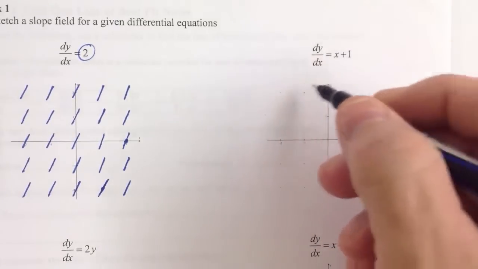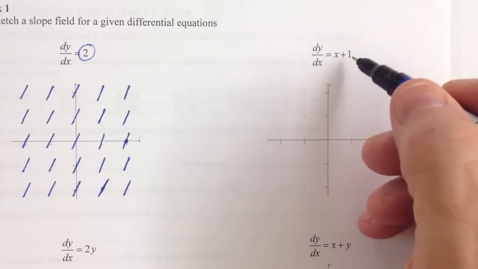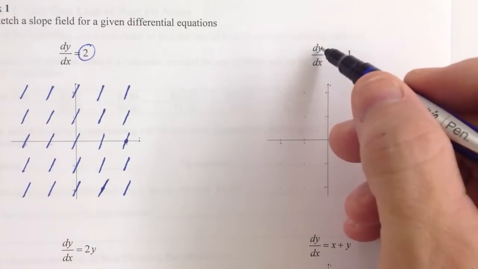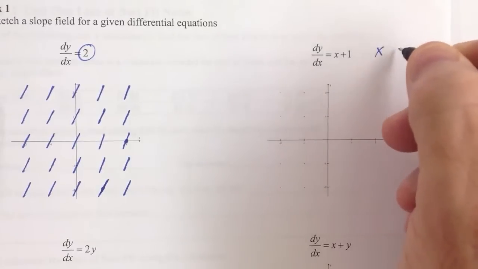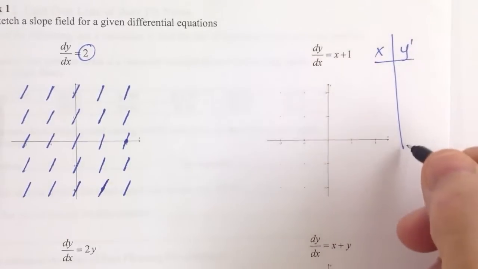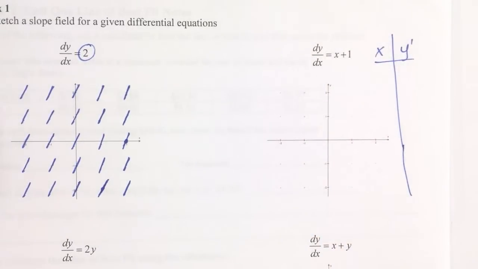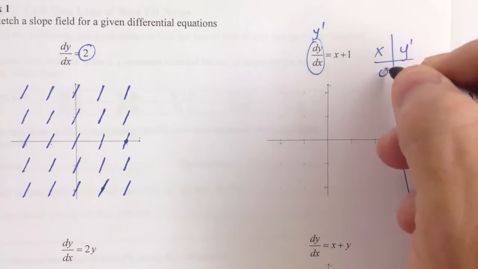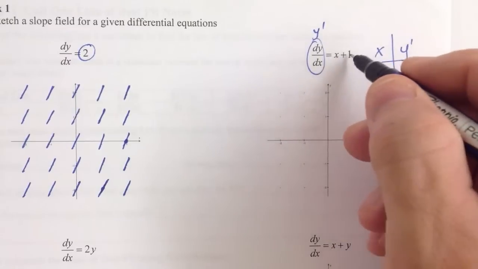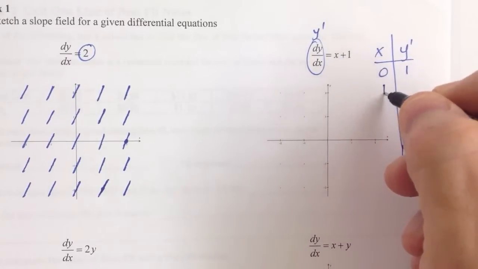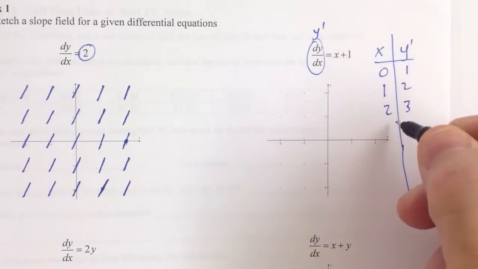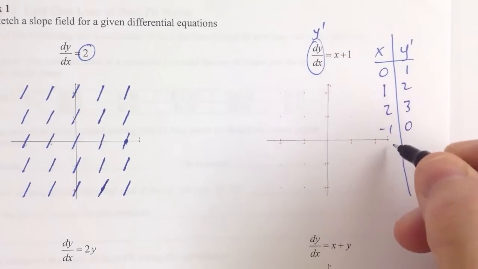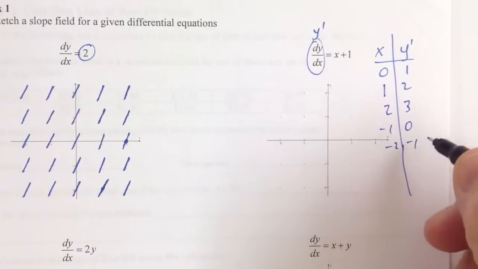Here we have a slope field, or they're all slope fields. Here we have a differential equation that represents dy/dx equals x plus 1. So if dy/dx equals x plus 1, we can make an x, y prime chart, because this here is y prime. If x is 0, y prime is 0 plus 1, which is 1. If x is 1, y prime is 2. If x is 2, y prime is 3. If x is -1, y prime is 0. If x is -2, y prime is -1.